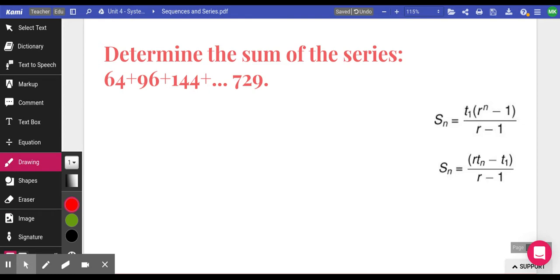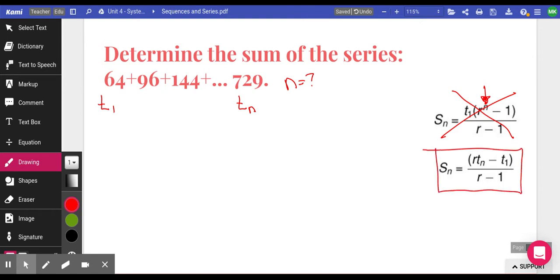This question says, determine the sum of the series, and they give me t of 1, which is 64. They give me t of n, which is 729, but they never tell me what n equals. Because they never tell me what n equals, then I don't want to use that formula because that formula required me to know n. This formula I would want to use because it does not require me to know the value of n, only the value of t of n. So we're going to go ahead and try using that formula.